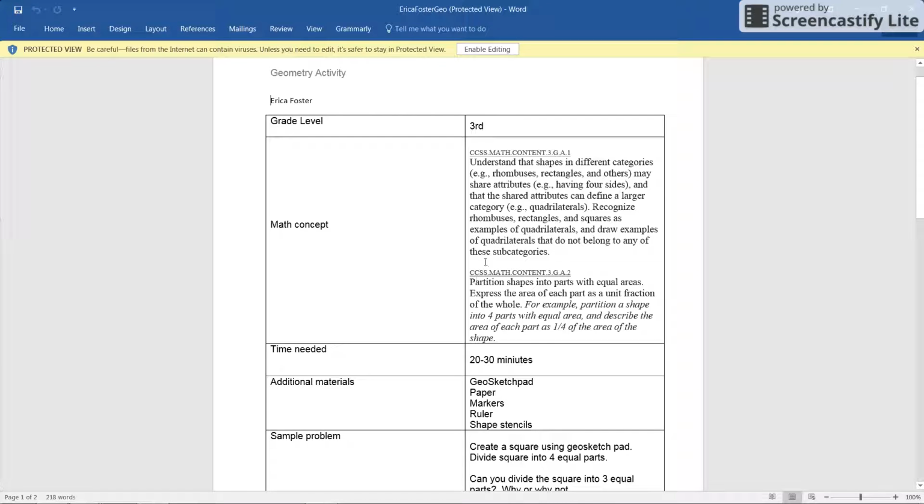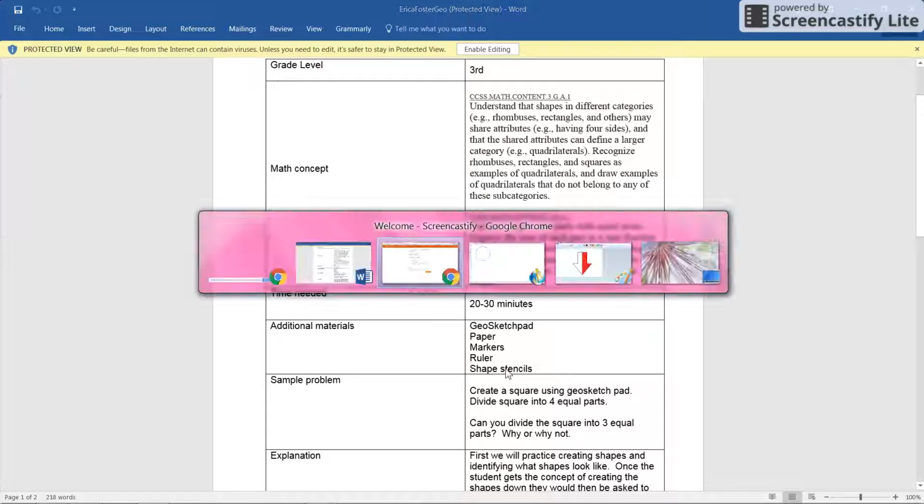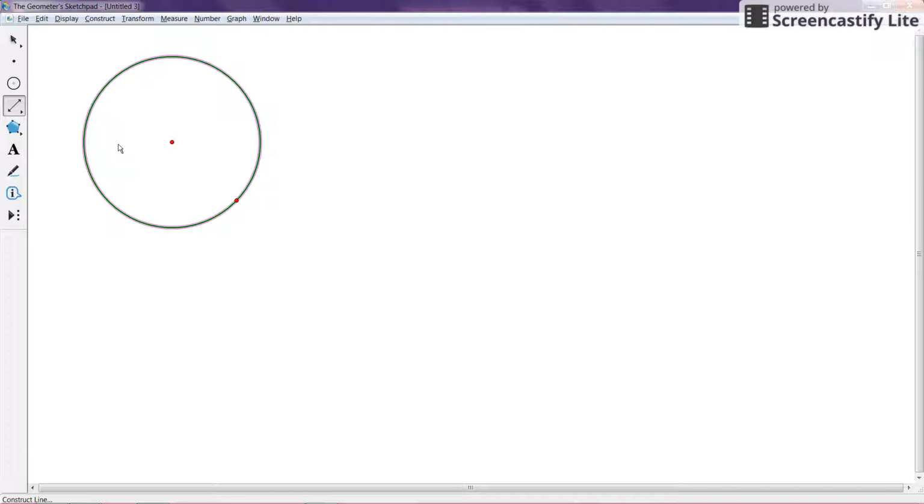The other concept I wanted to work on is partitioning shapes into equal parts, and then how much of a fraction that is. I used Geo Sketchpad. I wasn't really impressed with it for third graders. I think it's way too difficult.